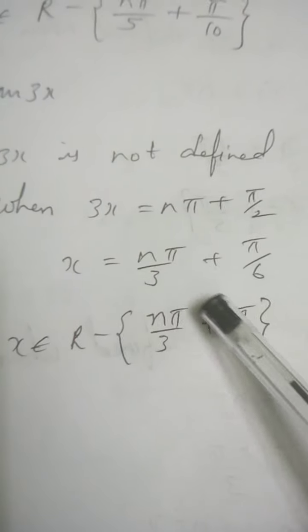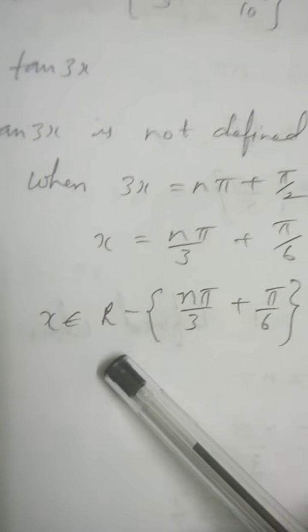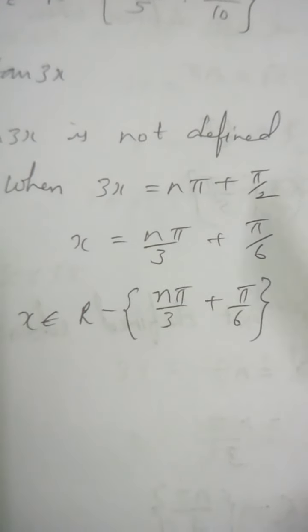Tan 3x. Tan 3x is not defined when 3x is equal to n pi plus pi by 2. So x is equal to n pi by 3 plus pi by 6. So x belongs to R minus n pi by 3 plus pi by 6.